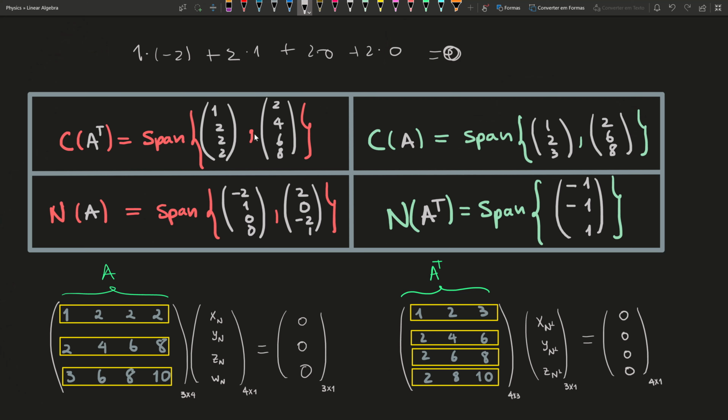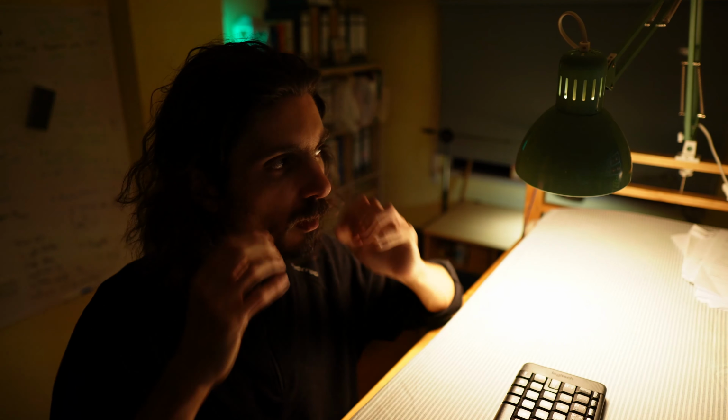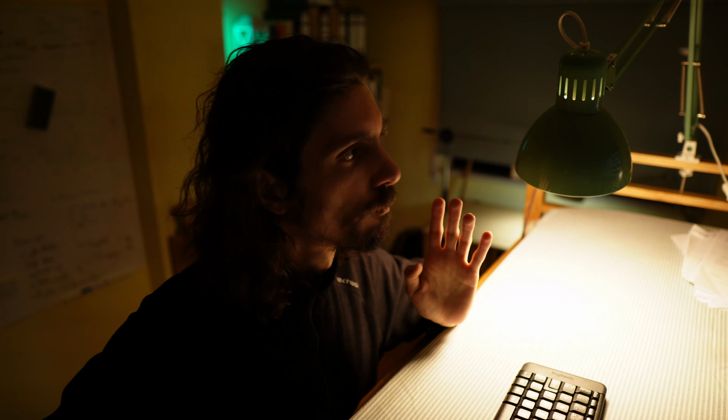But that's true for any linear combination. Which means, in fact, that the column space of A transpose is the orthogonal complement of the null space of A. It's very important. I want you to think about it.